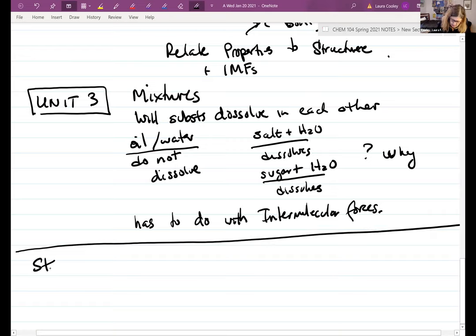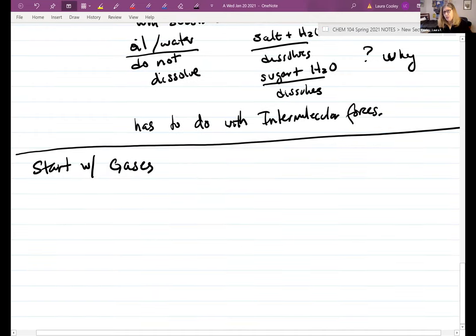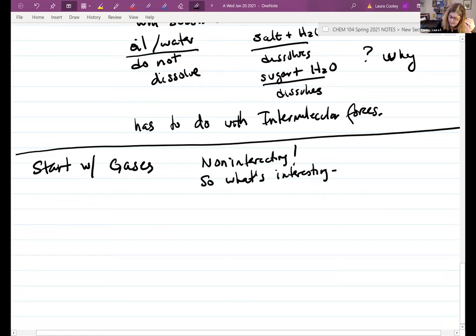So today we're going to just start with gases. We'll be on the gases unit, I think, for 2 weeks, 4 lectures, hopefully. So if gases are non-interacting, what is interesting about them? What's interesting or different that we care about?